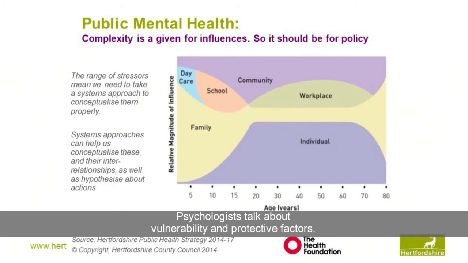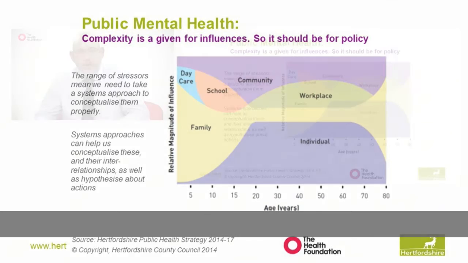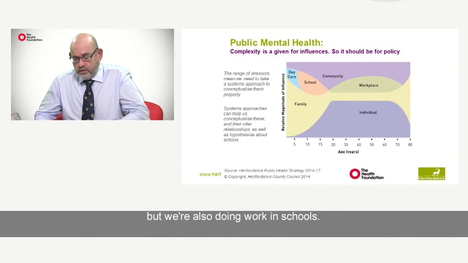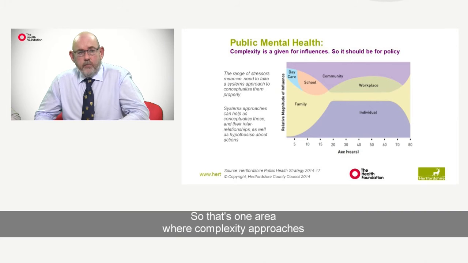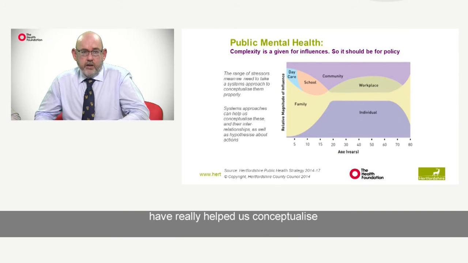Psychologists talk about vulnerability and protective factors. These don't exist in nice, neat chains. They exist in complex relationships and systems. So if you're going to do something on public mental health, for example, as I'll show you shortly, you have to take that systems approach. And that's what we're doing in Hertfordshire. So we have about 1,300 workplace champions, but we're also doing work in schools. So that's one area where complexity approaches have really helped us conceptualise we need to intervene across a range of levels.